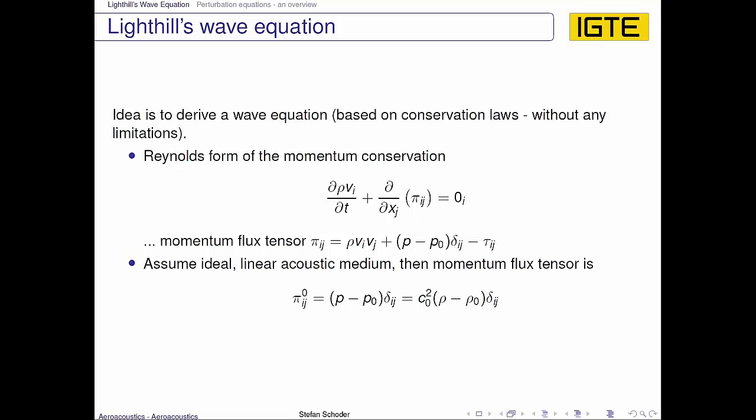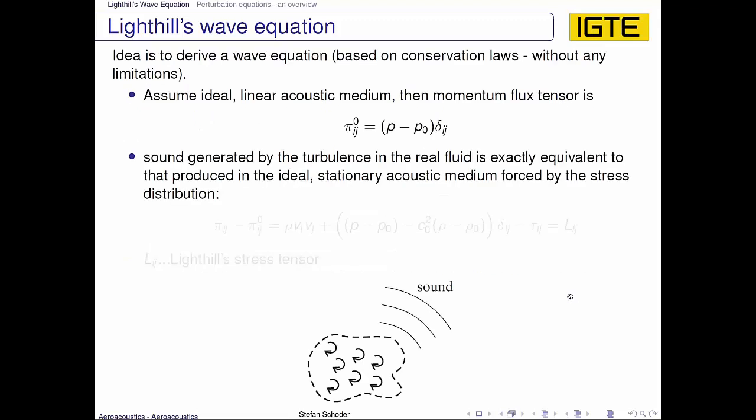which can be reformulated, as it is a linear acoustic medium, in terms of the density, as the primary quantity of Lighthill's wave equation is the density variation. Okay, based on this ideal linear acoustic medium, one can then go one step further. We say we have this base condition that we have a linear acoustic medium with the momentum flux tensor, which is this pi null.